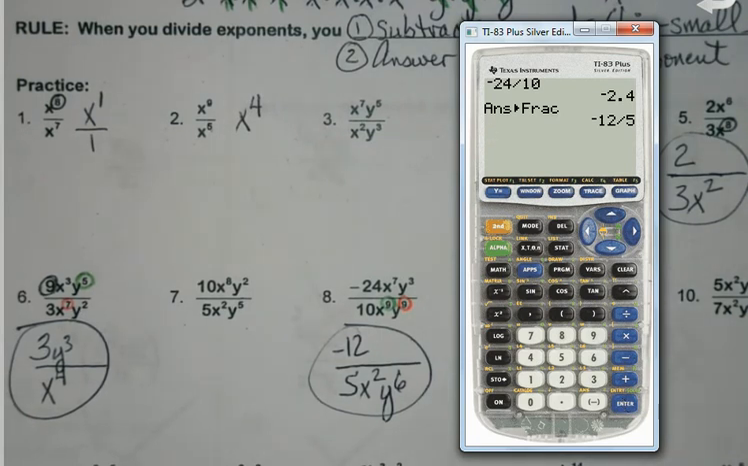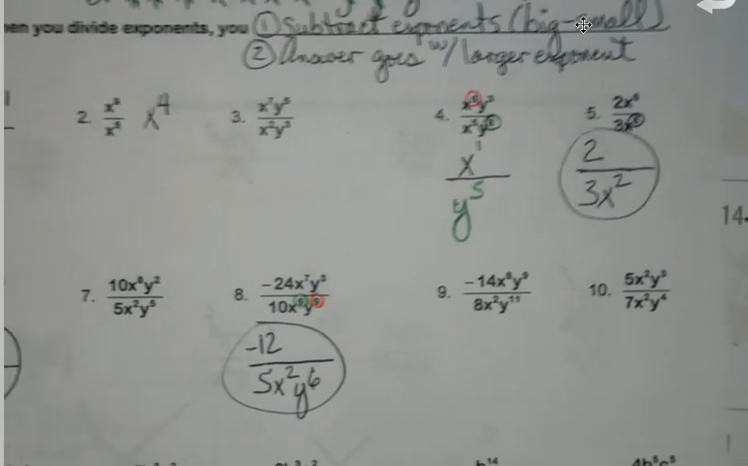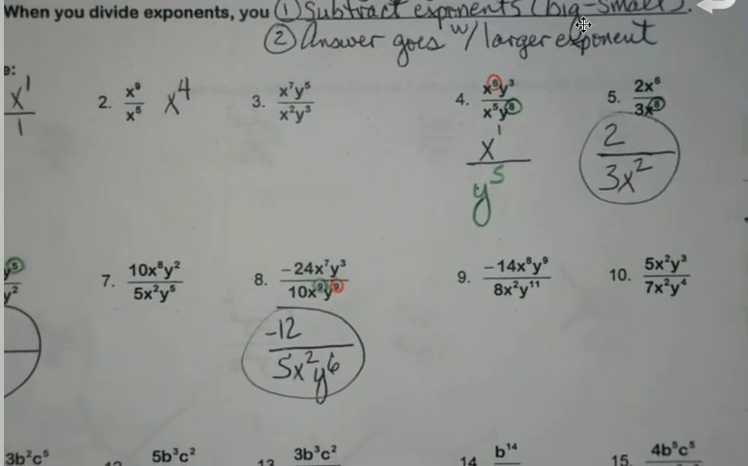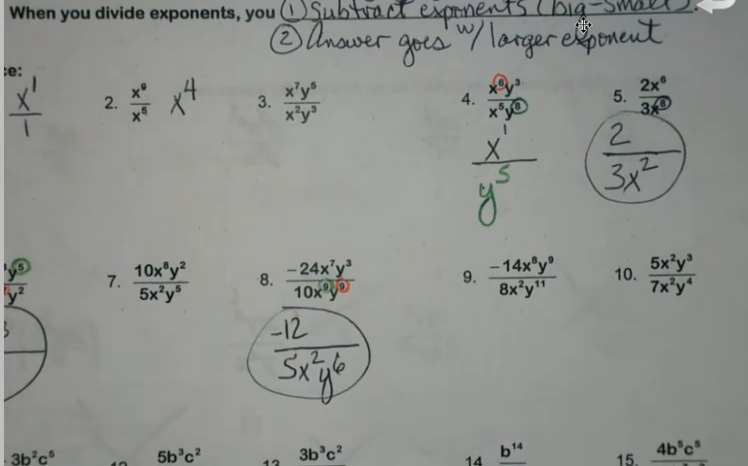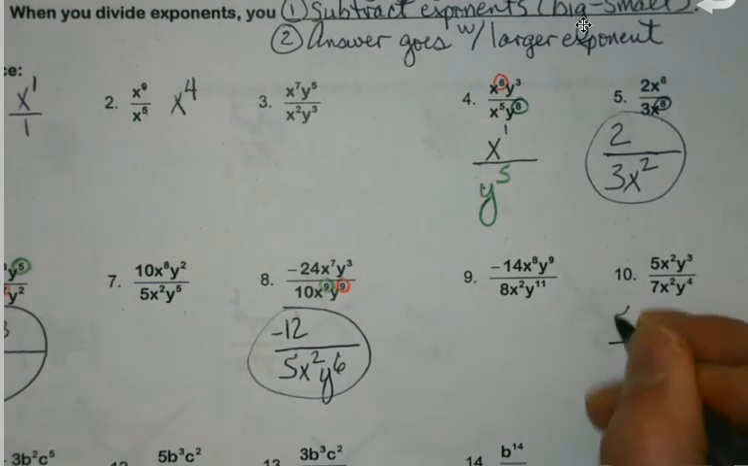Ooh, I see one that looks like fun. Let me shrink this for a second. Now when I get to 10, even if I punch in the calculator, I'm going to find out that 5 over 7 I can't do anything with.